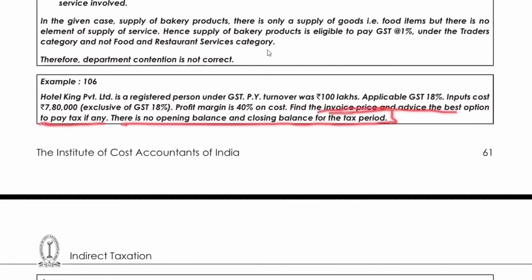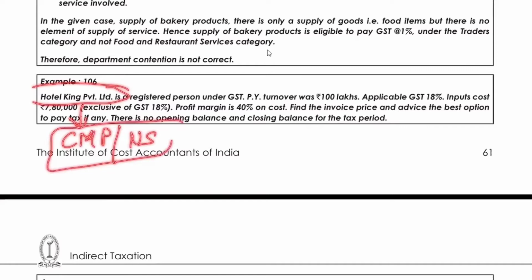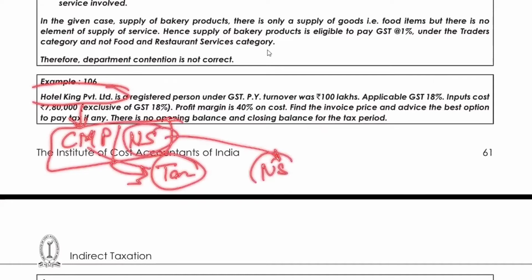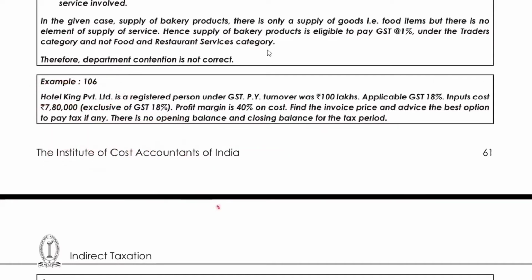So what is this question asking? It is asking you, as a cost accountant, to advise this company whether they should pay tax on the composition scheme or as per the normal scheme. They want advice from you, and this is the kind of question which forms part of the exam. So you need to calculate tax as per composition and tax as per the normal scheme. Then only you can advise which is correct.